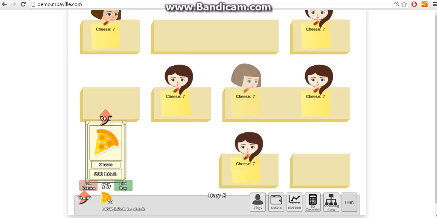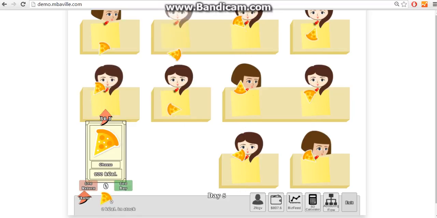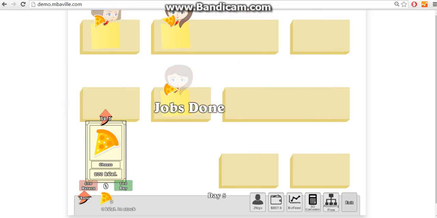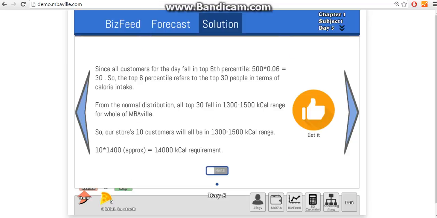Customers come in and I press on auto, and all of it gets distributed. So jobs have been done, and since all customers fall in the top 6 percentile, 500 times 0.06 is 30. So top 6 percentile refers to the top 30 in MBAville. All top 30 fall in the 1300 to 1500 calorie range.